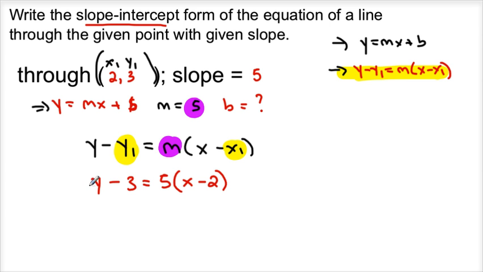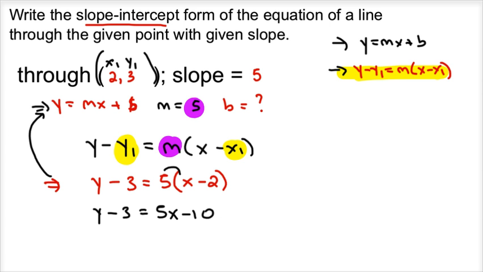Okay, but if they ask you for the slope-intercept form, and they only give you a point, you could start with this form, and we're going to transform this form into the slope-intercept form very easily. 5 times the quantity x minus 2. Let's distribute in there. So we got y minus 3 equals, what's 5 times x? 5x. 5 times negative 2? Negative 10.